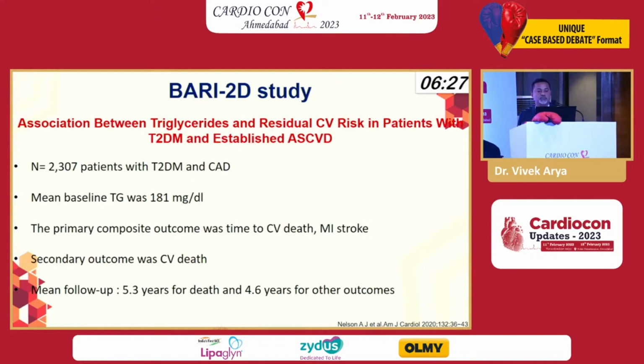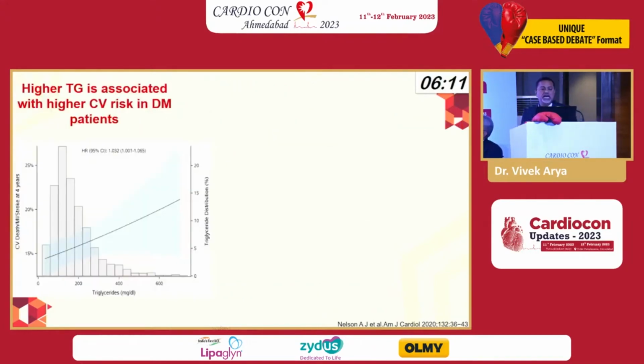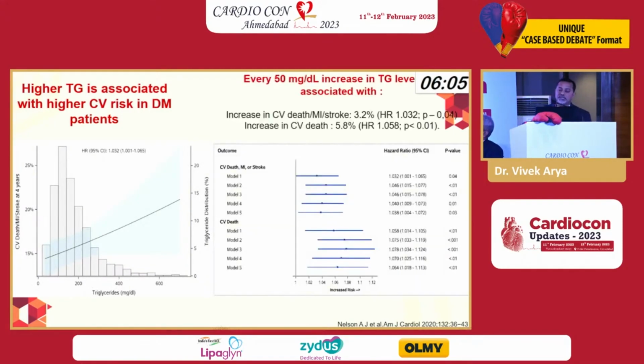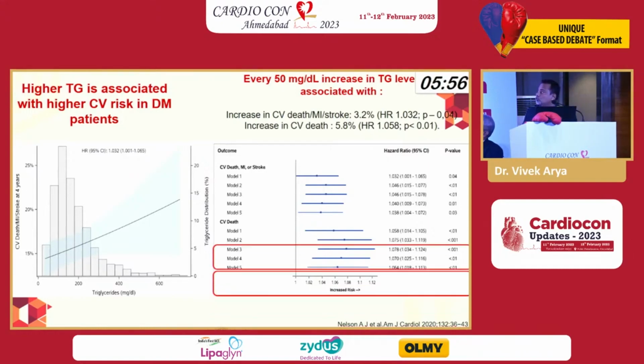So now let's understand why triglyceride and CV risk is important, a point everybody has missed. This is the BARI 2D study, which looked at patients with type 2 diabetes and CAD with a baseline TG of 180, and they looked at the composite outcome of CV death, MI and stroke, and the secondary outcome of CV death. A higher TG was associated with higher CV risk in diabetic patients, and you see over here there is increased risk in all the models for CV death, MI and stroke.